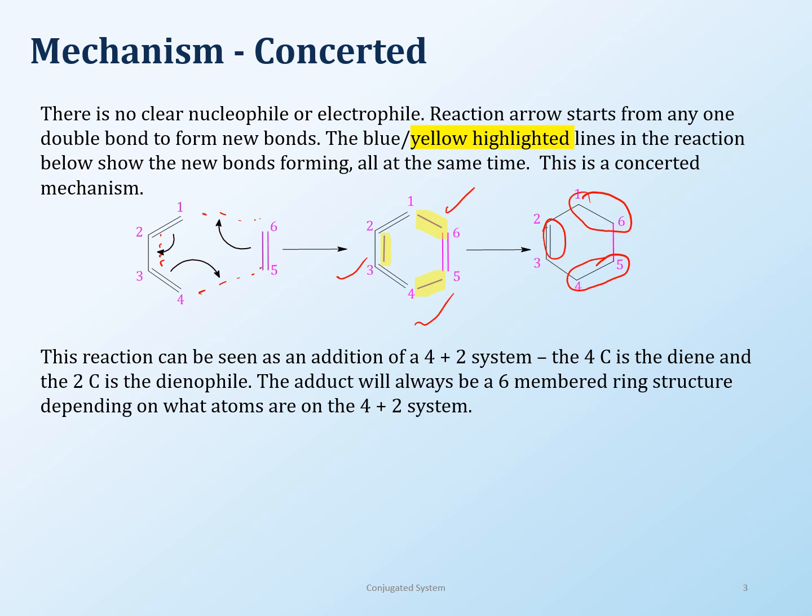The way I look at a Diels-Alder reaction is as a 2 + 4 system, or a 4 + 2 system. How? A 4 + 2 system? 1, 2, 3, 4, and 1, 2, 3, and 4.